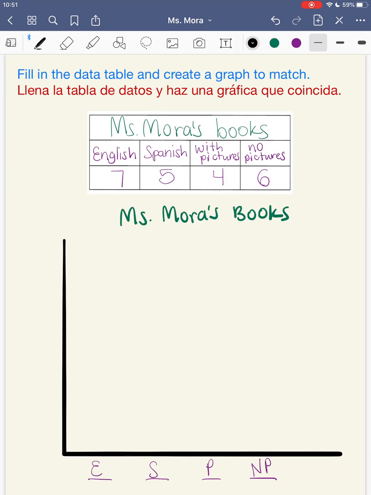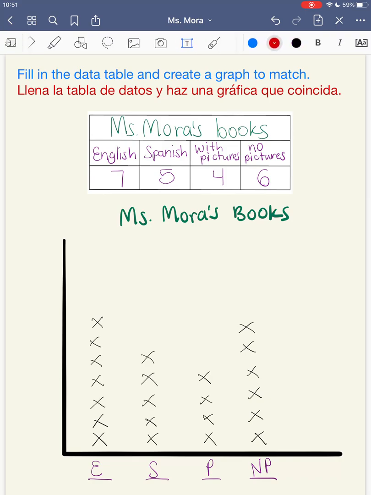So when I fill in my data, I have 7 English books. So 1, 2, 3, 4, 5, 6, 7. I have 5 in Spanish. So 1, 2, 3, 4, 5. 4 with pictures. 1, 2, 3, 4. And 6 with no pictures. So 1, 2, 3, 4, 5, 6. Alrighty. And that is it.